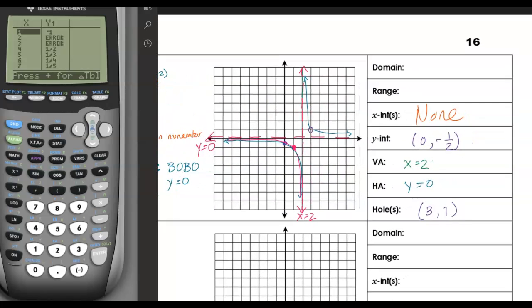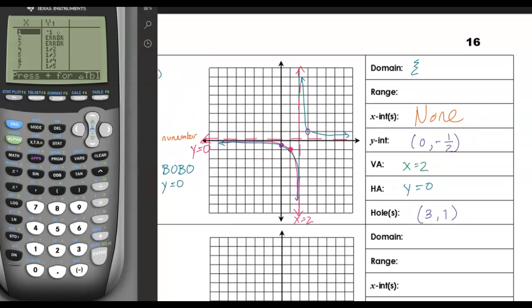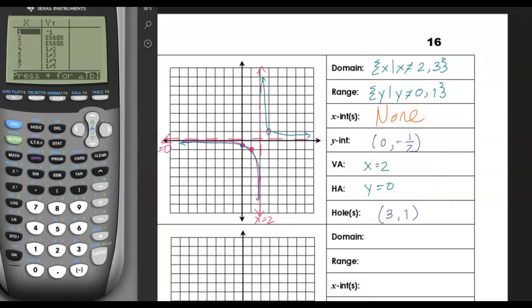And then we find the domain and range. Our domain is everything except the asymptote, but in this case, it also cannot equal the x value of the hole. So not only can it not be 2, our vertical asymptote, it can also not be the x value of the hole, which is 3. And then our range, our y cannot equal, again, the asymptote, but it also cannot equal the y value of the hole. So this was our vertical asymptote. This was our horizontal asymptote, and this was our hole. And we're done.